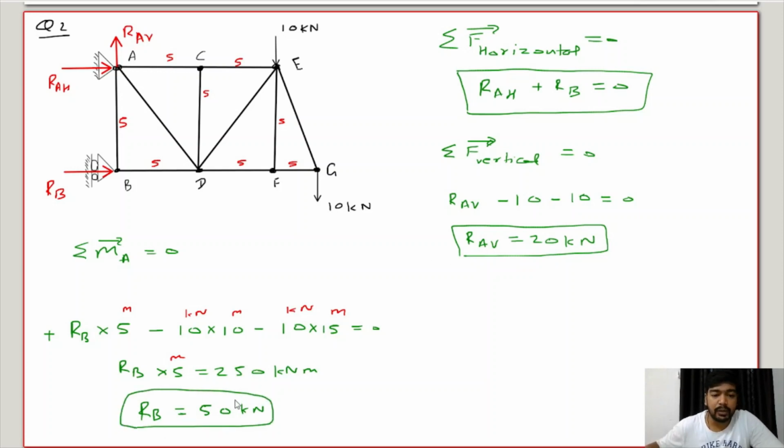And if we put this RB in this equation, we'll find that RAH is equal to minus RB. It means minus 50 kilonewton. Now what does this minus sign indicate? This minus means that we have taken the direction in positive x, but in actual this direction is not in positive x. This direction is in negative x. This right side. So this is the actual direction.